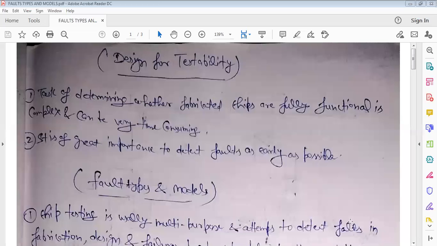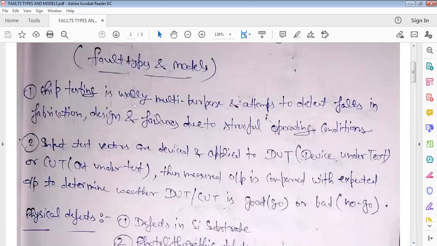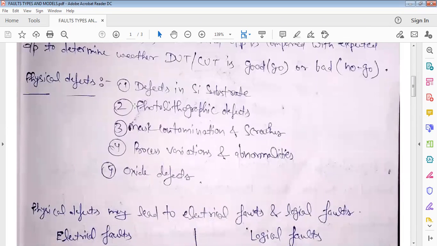Now there are various fault types and models. Chip testing is usually multi-purpose, and basically it attempts to detect faults in the fabrication process, design process, and failures due to stressful operating conditions. Input test vectors are devised and applied to the device under test or the circuit under test. Then the measured output is compared with the expected output to determine whether the device under test is good or bad.